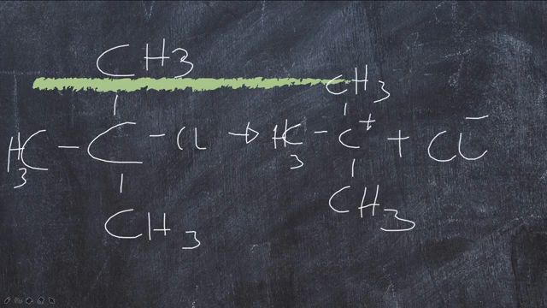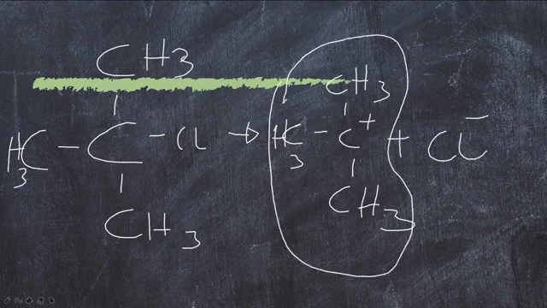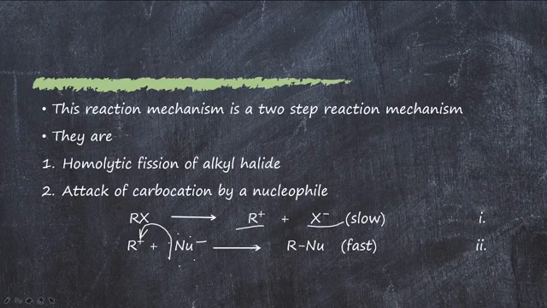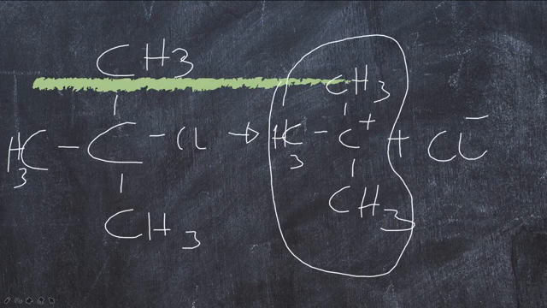Now this is a carbocation, and this is the chloride ion. This is our first example. It follows the first step I gave you, the formation of the carbocation, that is the homolytic fission of the alkyl halide. You can see that this alkyl halide split and formed the t-butyl carbocation and the chloride ion. Now the second step, like I told you, is the attack.